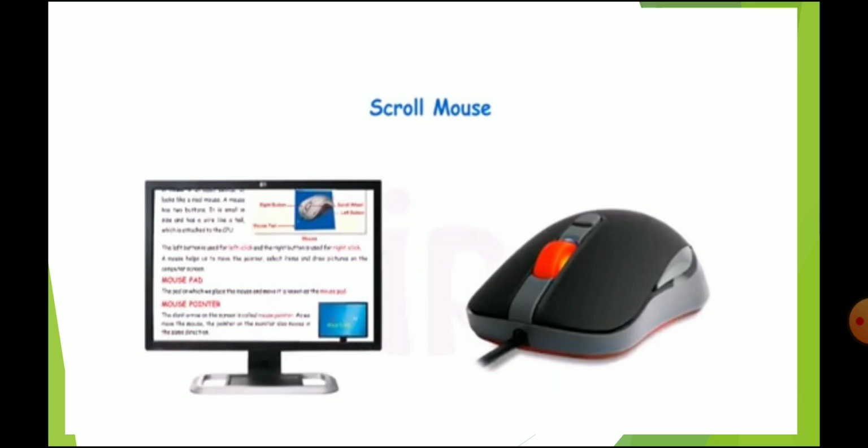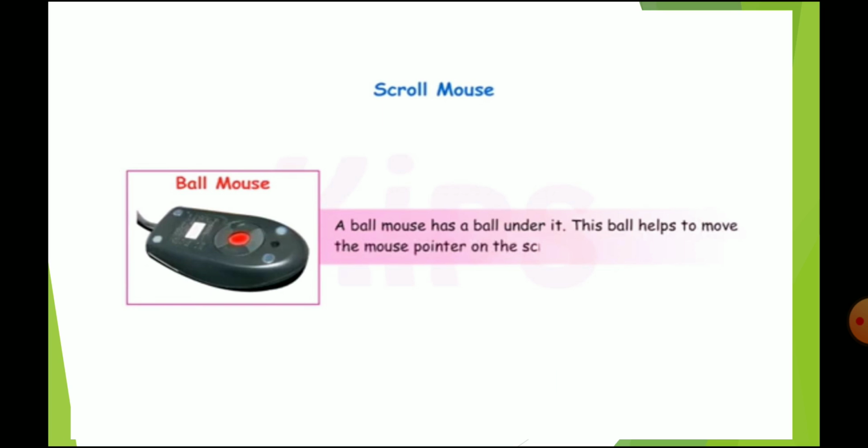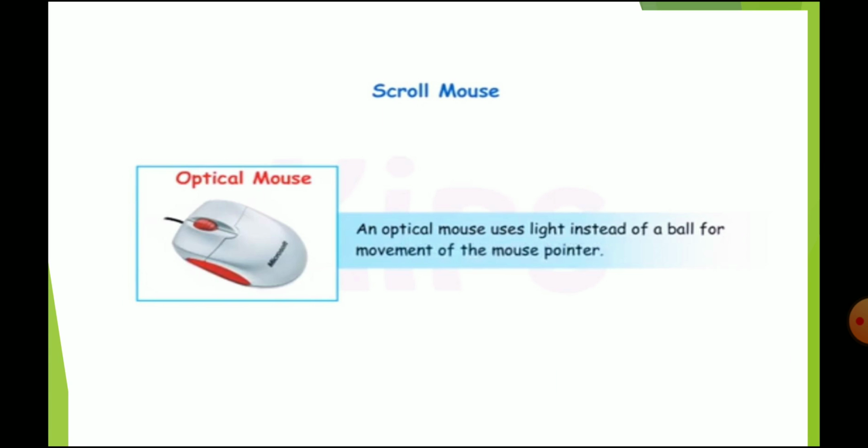A scroll mouse is of 2 types, optical mouse and ball mouse. A ball mouse has a ball under it. This ball helps to move the mouse pointer on the screen. Now what is optical mouse? An optical mouse uses light instead of a ball for the movement of the mouse pointer.